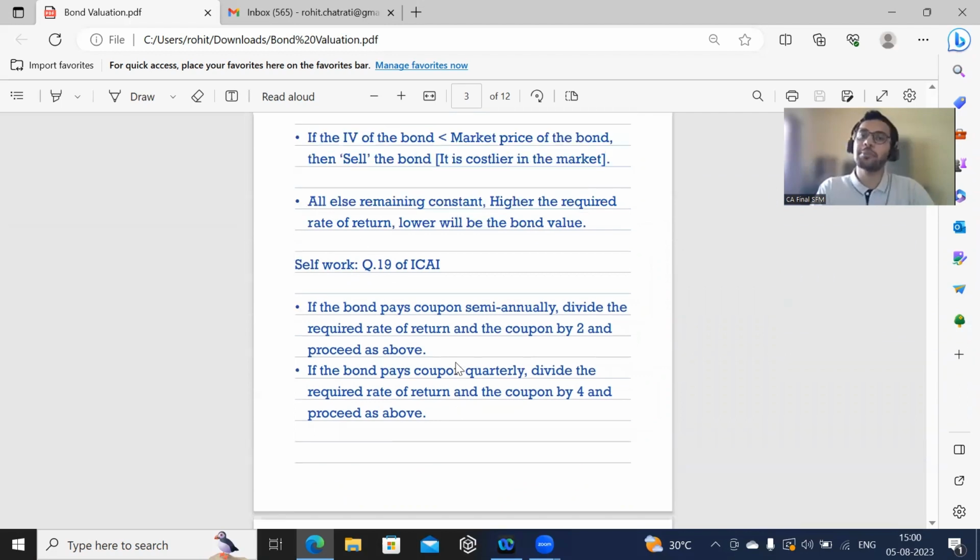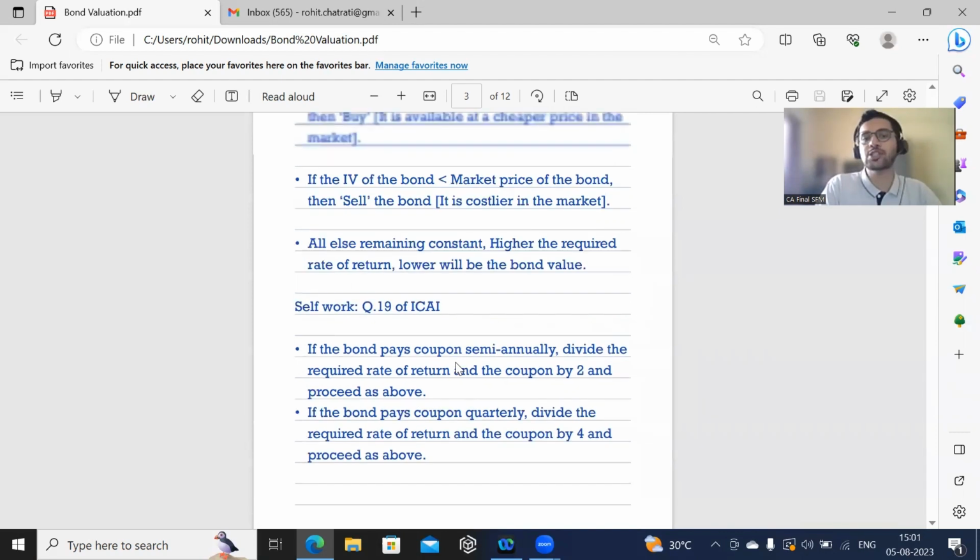Okay, now in the above illustration, we've assumed that the bond is actually paying coupon on an annual basis. It's paying coupon at the end of each year. Now, there can be a few bonds, especially corporate bonds, which pay coupon every 6 months. So now, in that case, what would you do?